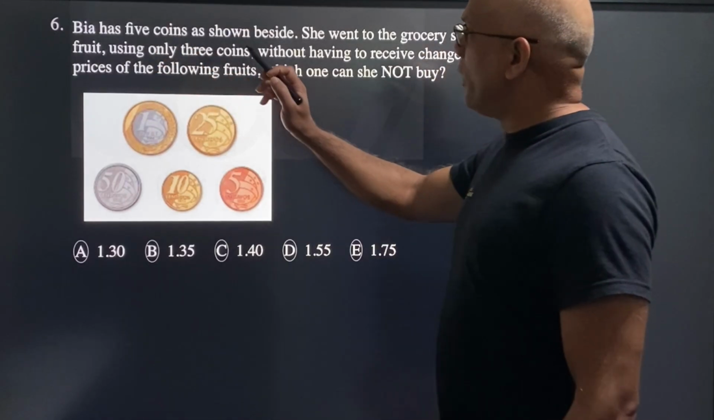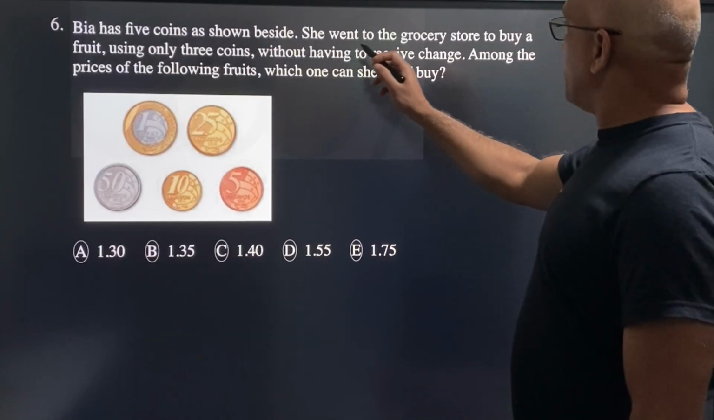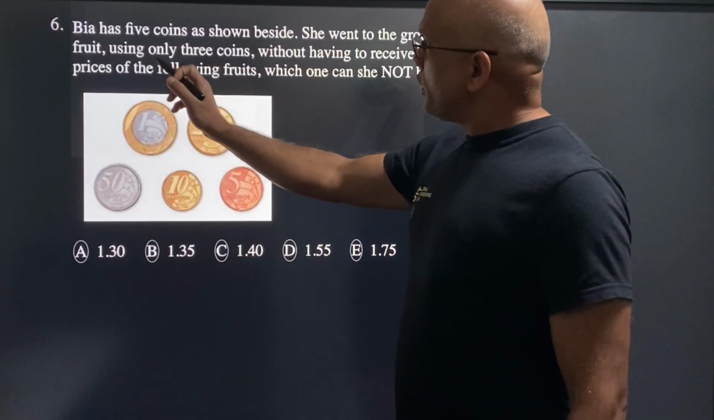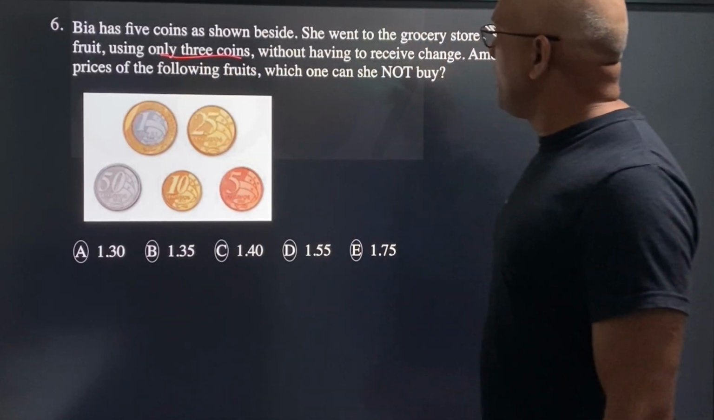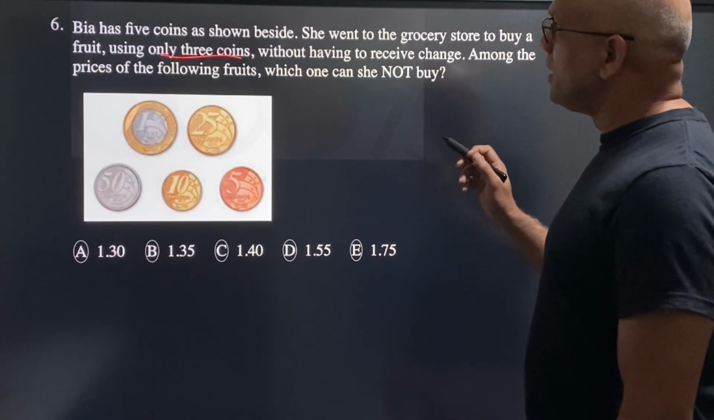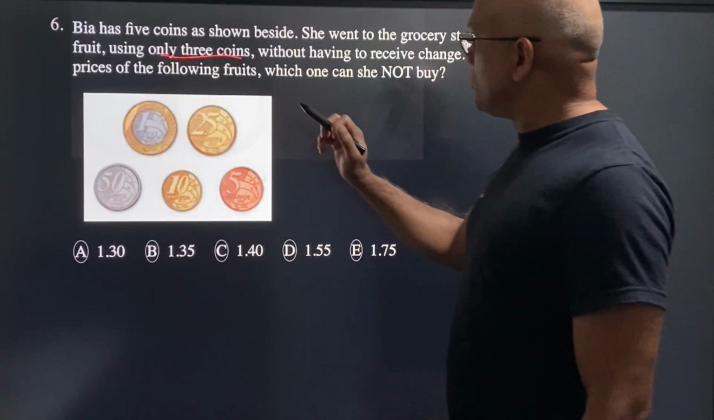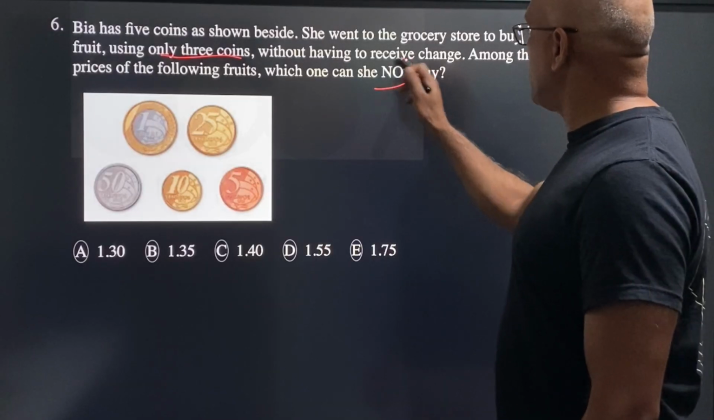Bia has 5 coins as shown here. She went to the grocery store to buy a fruit using only 3 coins, without having to receive change. Among the prices of the following fruits, which one can she not buy?